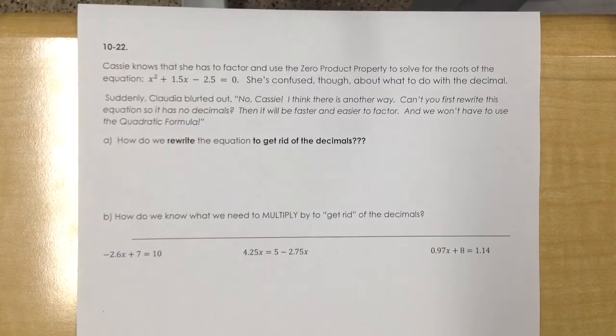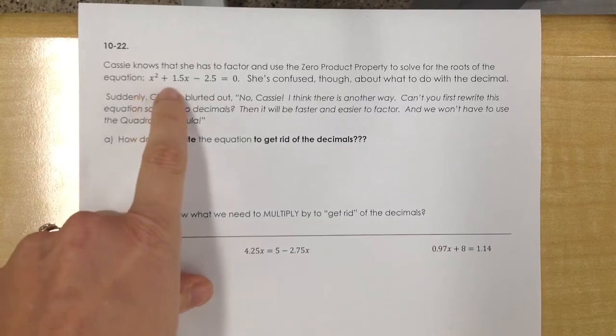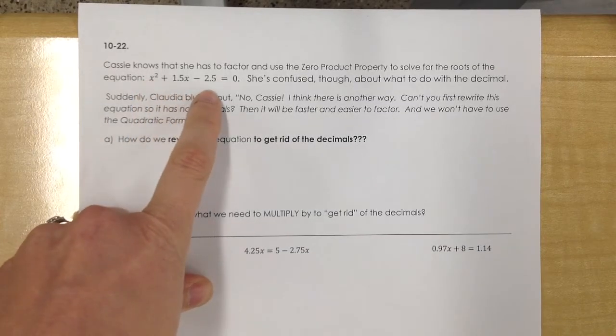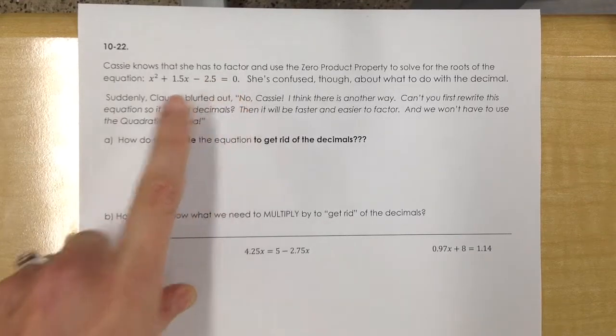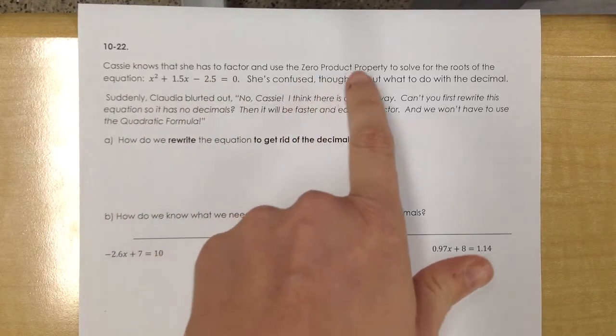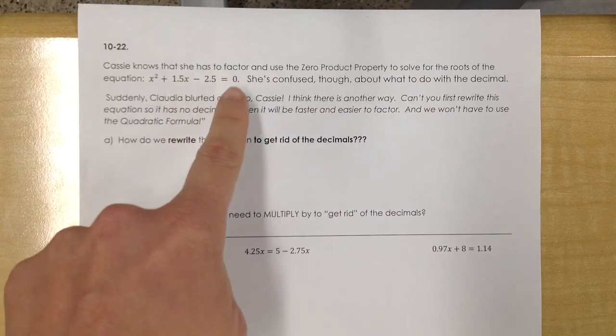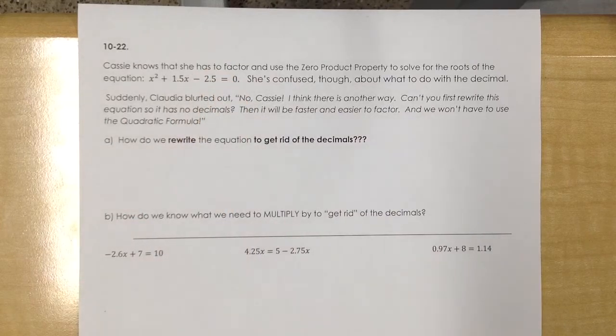Alrighty, so Chapter 10, Question 22. Cassie knows she has to factor and use a zero product property to solve for the roots of the equation x squared plus 1.5x minus 2.5 equals 0. And I actually think on yours it's equal to y, but we know that she's going to use a zero product property, which means we're plugging in a 0 for the y. She's confused, though, about what to do with the decimal.